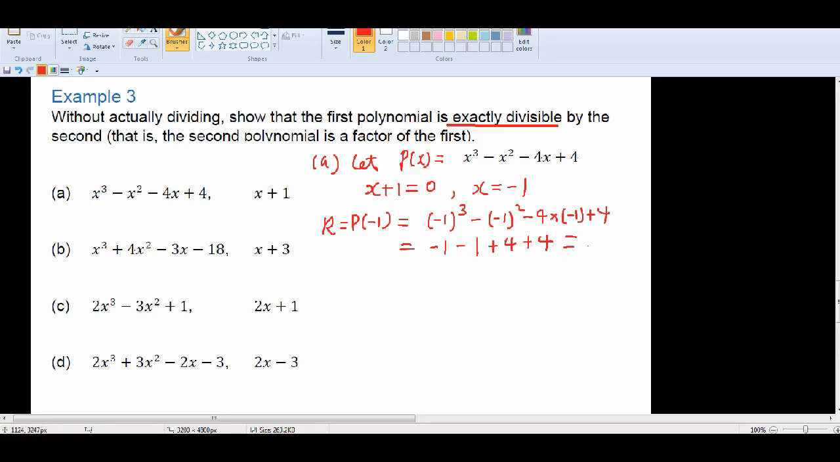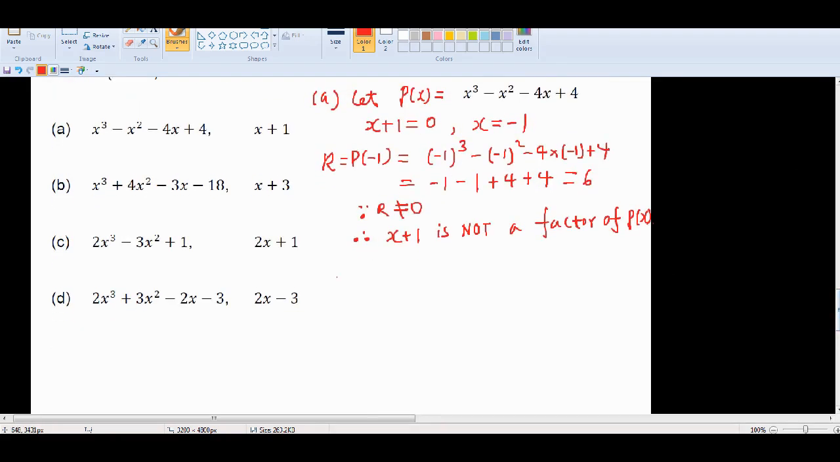Okay, the answer for this is 6. So the remainder is 6. So the remainder is not 0. So you could say since the remainder is not 0, therefore we say x plus 1 is not a factor of p(x). Okay, that's our first part A. Let's do part B.